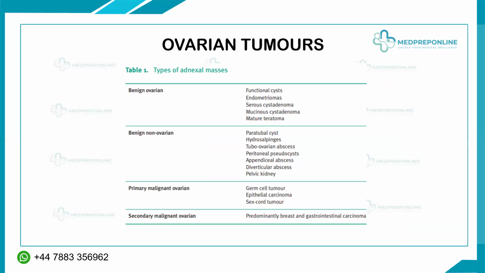Benign non-ovarian are usually paratubal cyst, hydrosalpinx, tubo-ovarian abscesses. If there are pseudocysts, appendiceal as well as diverticular abscesses, and a pelvic kidney. In malignant ovarian tumors, the most common type is epithelial carcinomas. Then you have germ cell tumors in the reproductive age group, as well as less than 20 years. Then you have sex cord stromal tumors. Secondary malignant ovarian tumors are predominantly arising from the gastrointestinal carcinomas as well as the breast.